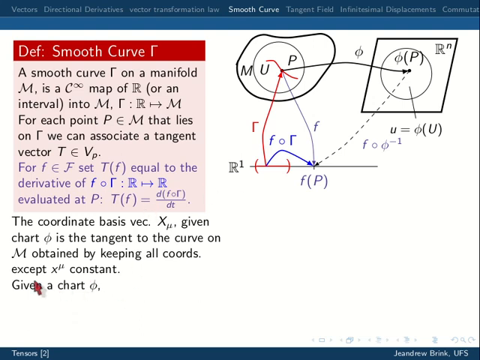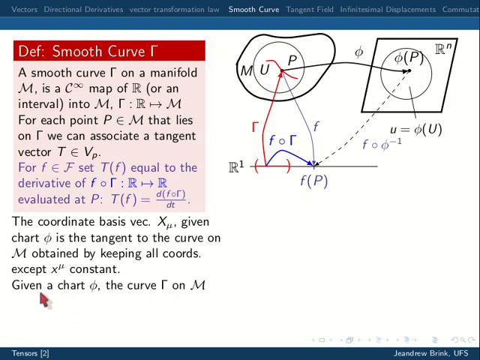Okay, so right, let's get back here. We have a coordinate basis vector x of mu, and we're given a chart that maps the manifold to Rn. If we keep all the coordinates except x of mu constant, we're basically taking the derivative of x of mu. Taking the derivative of the basis vector is taking the derivative along one of these coordinate directions.